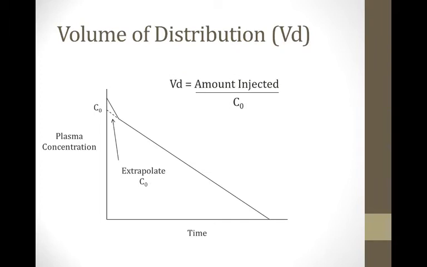Now, it's a little more complicated than I just described to actually do this on a real patient. And that's because the drug is being steadily eliminated over time. So it's hard to determine what that steady state concentration is to use in the calculation of volume of distribution when the concentration is constantly changing.